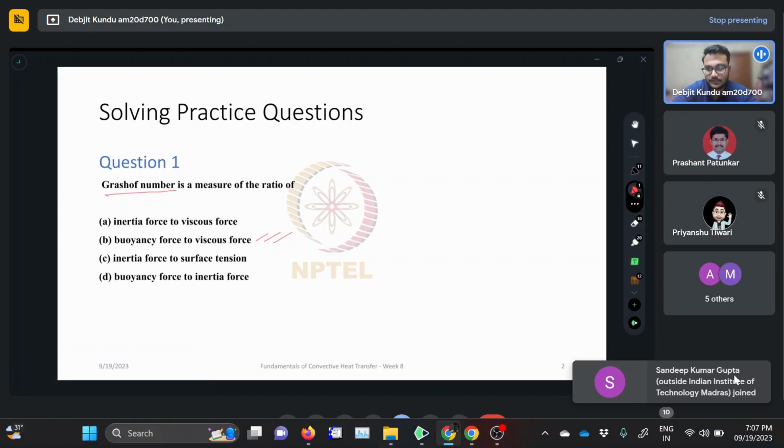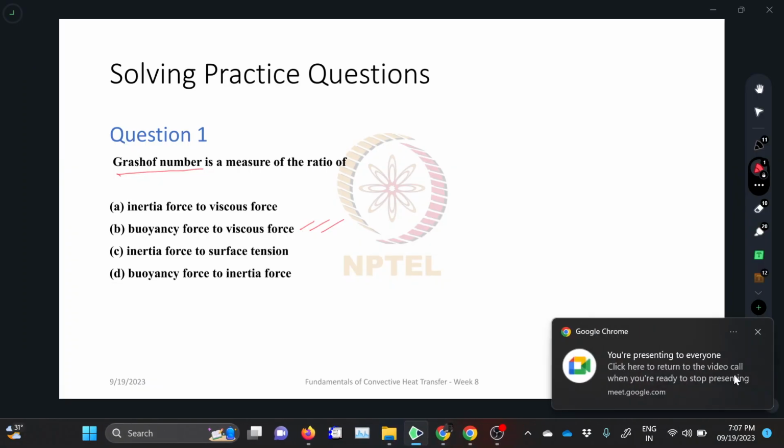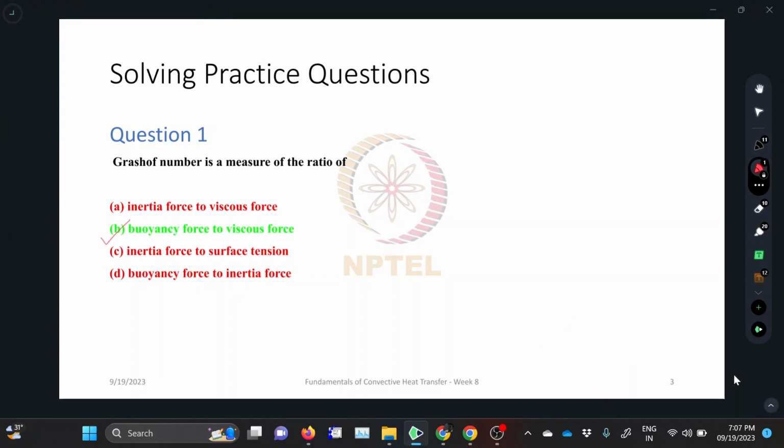Okay, let's have a look at the correct solution then. The solution is indeed option B. Those of you who responded, well done. The Grashof number indeed is a measure of the buoyancy force to the viscous force. If we look at the Grashof number with respect to some length scale h, it's given by g beta delta T h cube divided by some reference velocity squared.